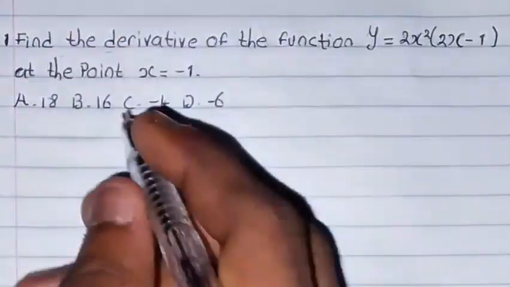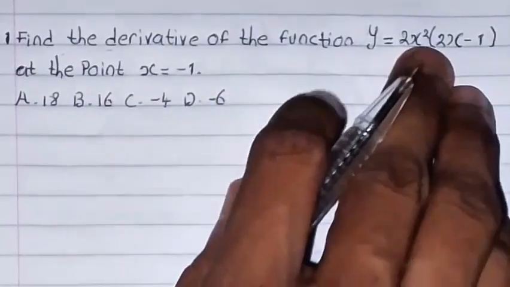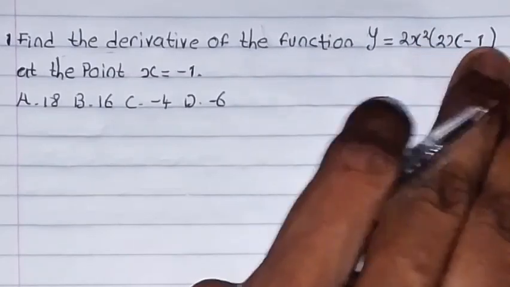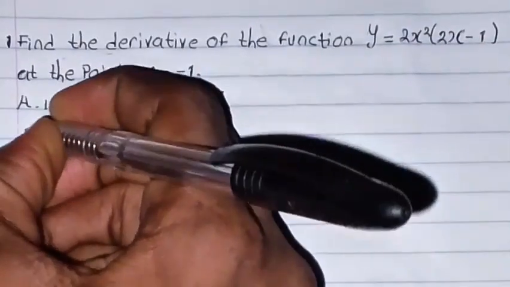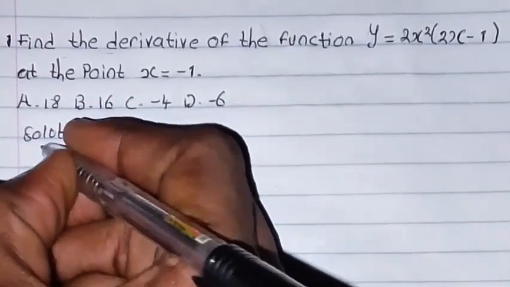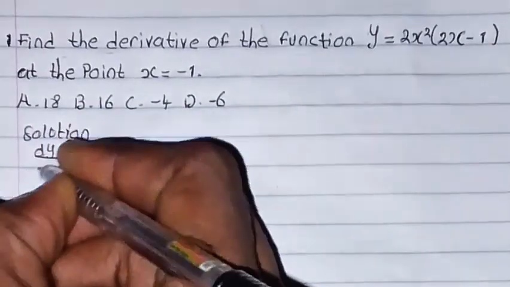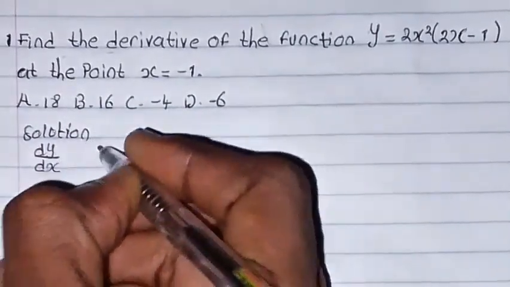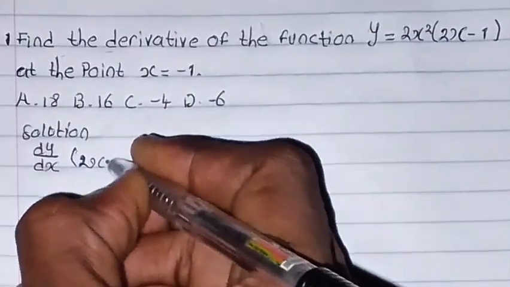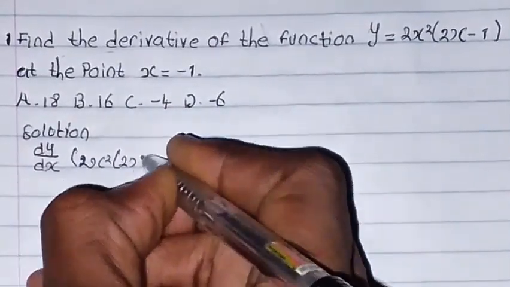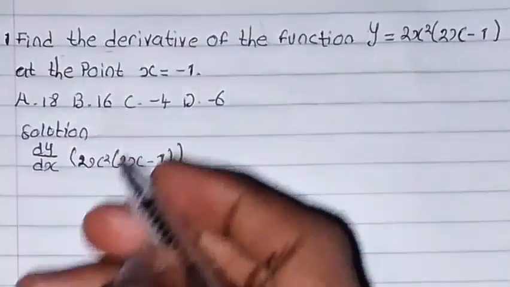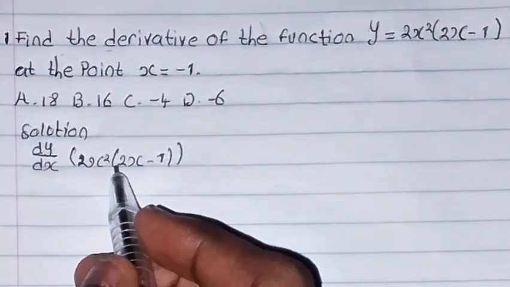Now the first thing I'm going to do is to find the first derivative of this function, 2x squared (2x minus 1). So let's write the solution. The solution becomes dy over dx of this function, 2x squared (2x minus 1). So that's the first derivative, right?